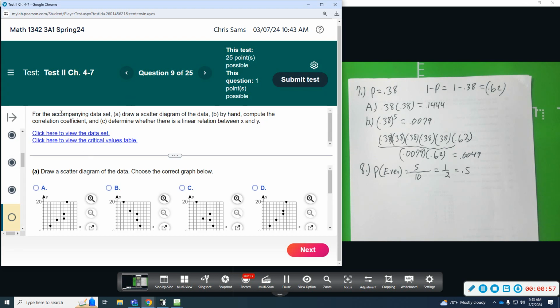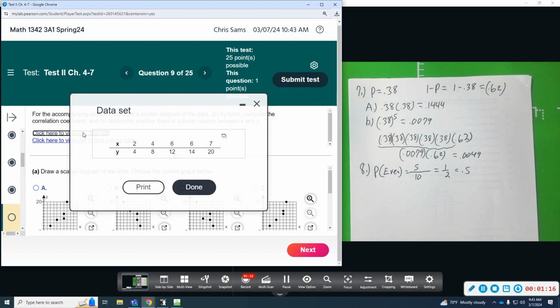Okay, so number 9, for the accompanying data set, we're going to draw a scatter diagram. It says by hand compute the correlation coefficient, which takes quite a bit. We're going to use technology. And it says determine whether there is a linear relationship between X and Y. Okay, so we have a data table. We're going to copy that in Excel.